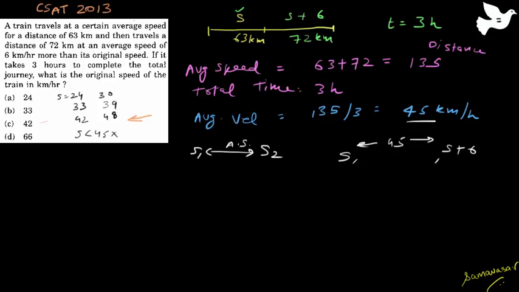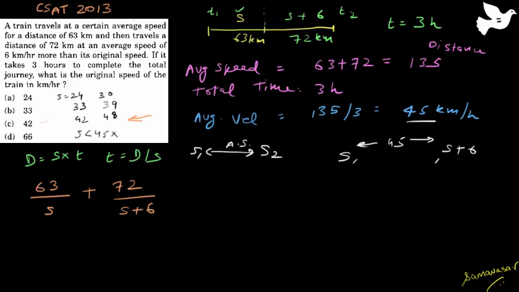But let us say you don't want to use this method and you want to solve it. Now I know the total time taken. I know the distance is equal to speed into time. So time is equal to distance by speed. So now let this be t1 and let this be t2 for this part. First part is t1, second part is t2. t1 is distance, that is 63 kilometers divided by the speed, which is s, plus 72 distance divided by the speed, which is s plus 6. This is t1, t2. If you add them, I get 3. So I need to solve this equation to find s, and you will see that you will get 42.